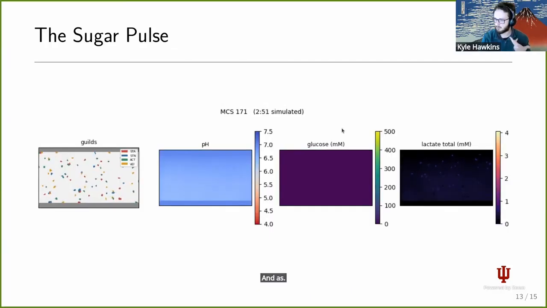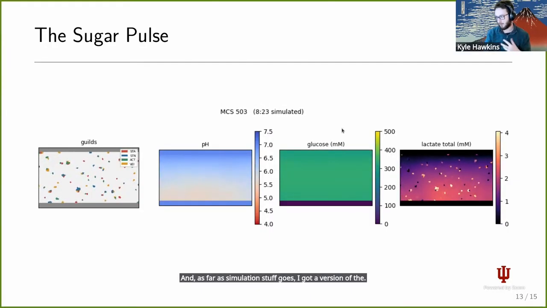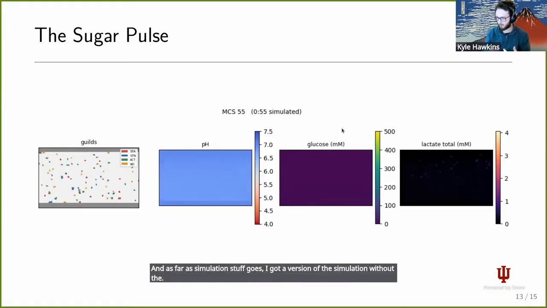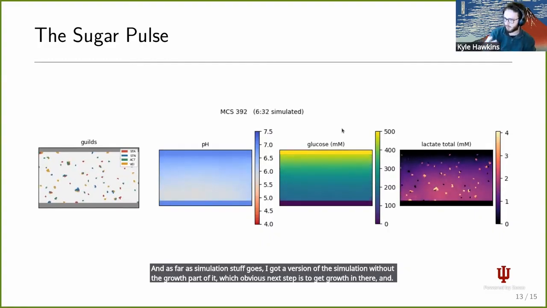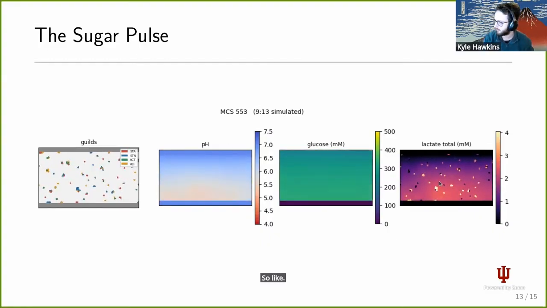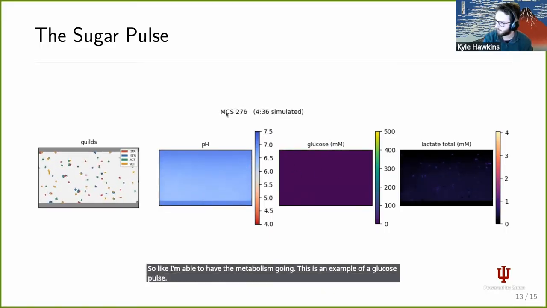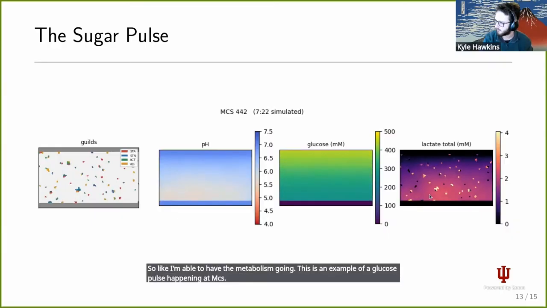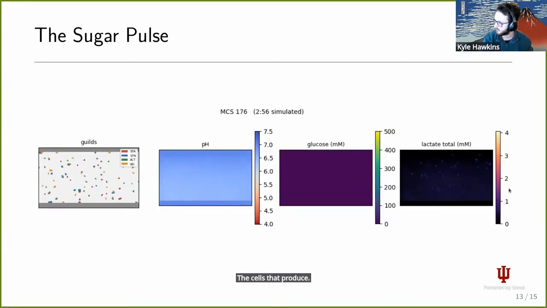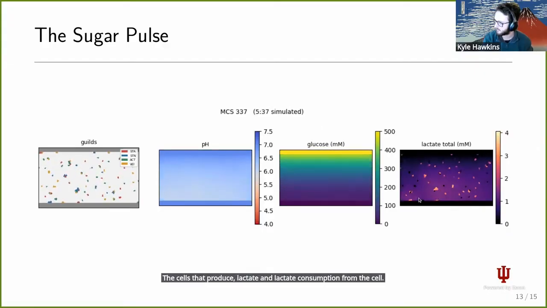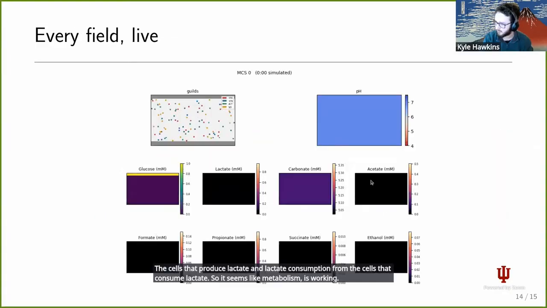And as far as simulation stuff goes, I got a version of the simulation without the growth part of it, which the obvious next step is to get growth in there. And so I'm able to have the metabolism going. This is an example of a glucose pulse happening at MCS 300. And you see there's lactate production from the cells that produce lactate, and lactate consumption from the cells that consume lactate. So it seems like the metabolism is working as it ought to.